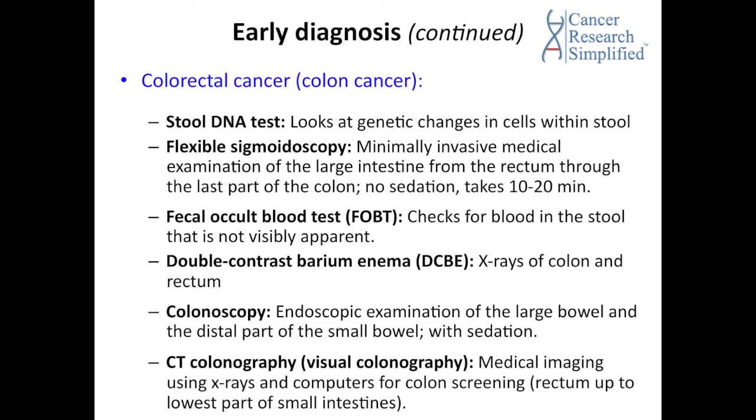The double contrast barium enema, DCBE, imaging method is used for taking X-rays of colon and rectum. Colonoscopy. I'm positive that many of you heard this screening system before. Colonoscopy is an endoscopic examination of the large bowel and the distal, meaning the farther away, parts of the small bowel. Unlike flexible sigmoidoscopy, this imaging method requires sedation.